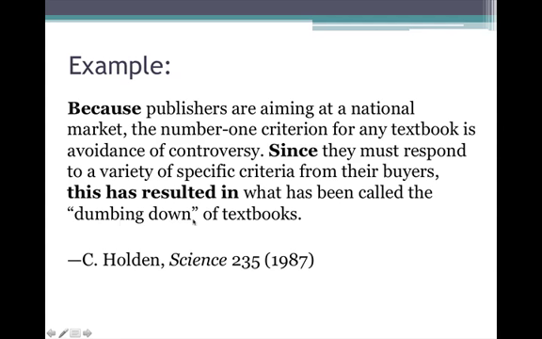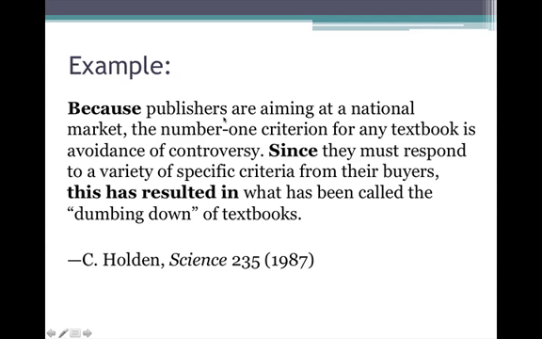The dumbing down of textbooks, the fact that this is occurring, that's a conclusion. It's a conclusion supported by the premise marked off from here, that publishers must respond to a variety of specific criteria from their buyers. Okay, so we've got a premise that's supporting a conclusion here. What's going on with this first sentence? You might think initially that it's another premise for this conclusion, but perhaps a more natural way to read what's going on here is that we've got a second premise and a related conclusion.